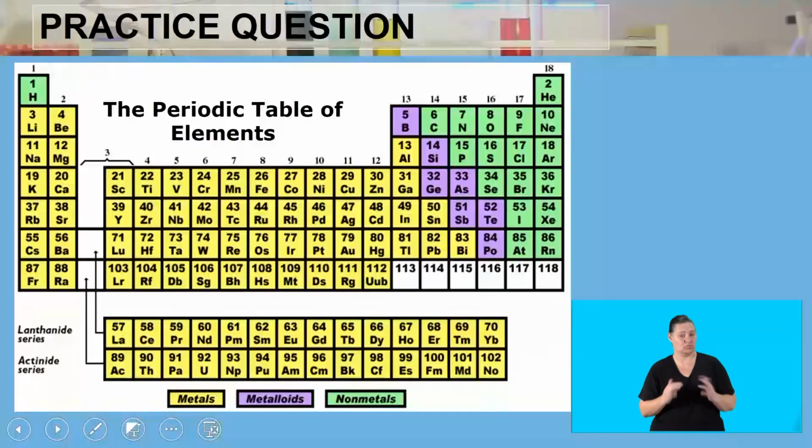So what you're going to be doing now is doing activities based on the periodic table. So let's begin. So this is what we mean by the periodic table, and we know that it is arranged in terms of groups and periods and also in increasing atomic numbers.